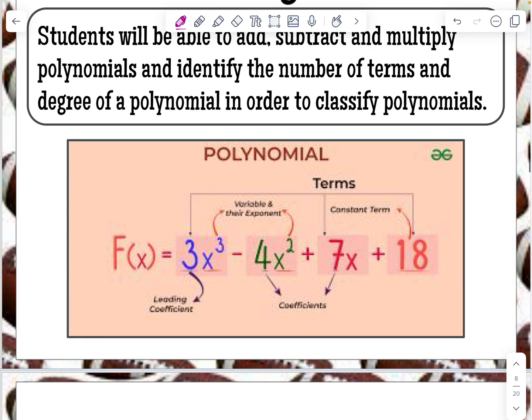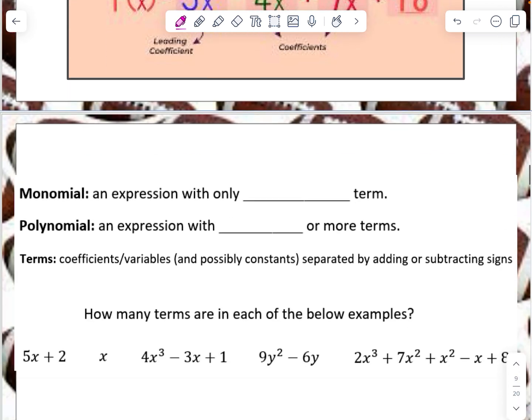Sorry, let's go back to that. So this is a polynomial. It has terms, it has variables, it has coefficients. When we're looking at a polynomial, there is a certain order. It's called standard form that we write polynomials in, and that's what we're going to talk about.